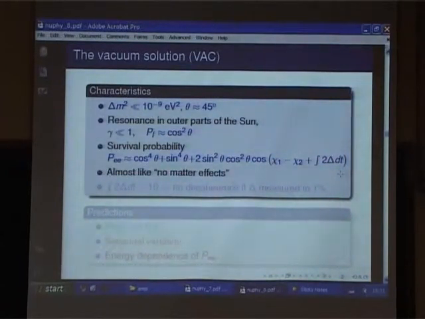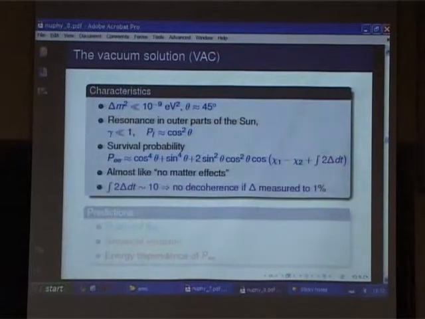So although the neutrinos pass through the sun, although they pass through an angle of resonance, the final expression for PE was almost like there was no matter. Just turns out that. Except for this phase which we do not know.